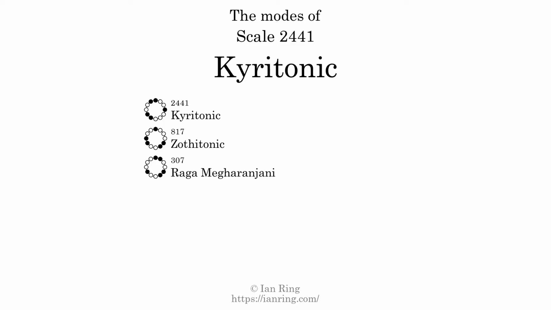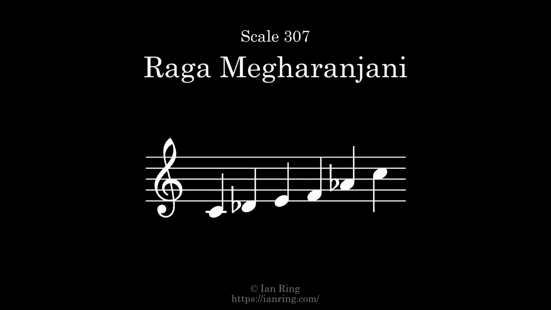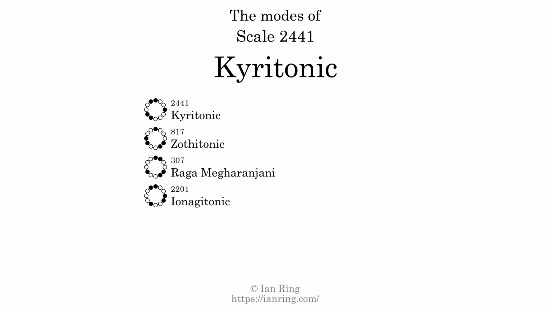The third mode is scale 307, also known as raga megaranjani. It sounds like this. The fourth mode is scale 2201, also known as ionogitonic. It sounds like this.